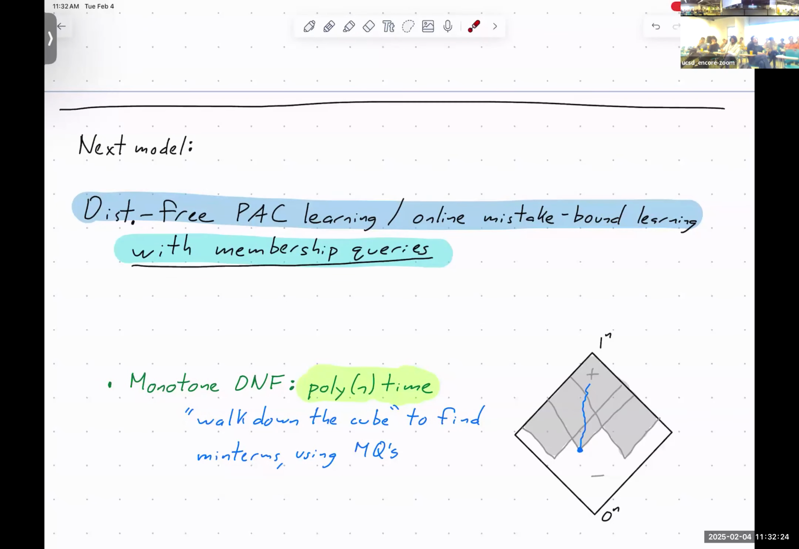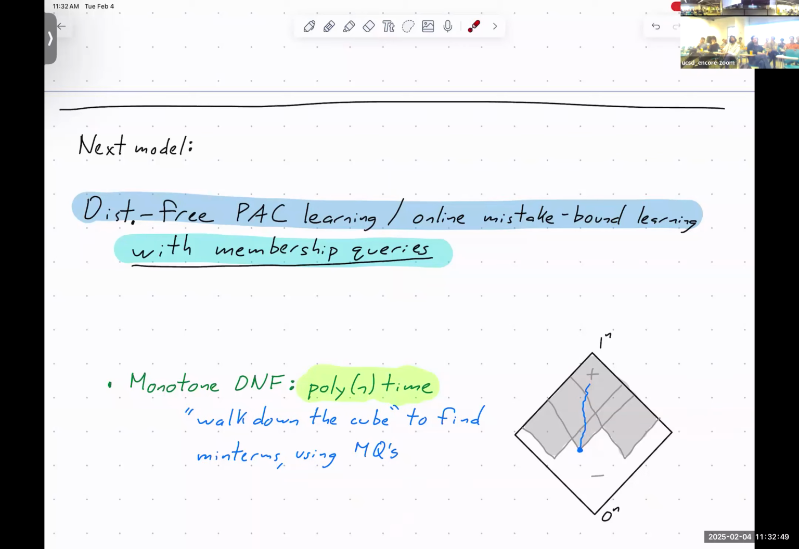So initially you say, okay, maybe the function is the constant 0 function. I think it has no satisfying assignments. You get a counterexample, you get a satisfying assignment. So you get a point like this, and then you just start flipping 1s to 0s. You walk down the hypercube as long as you stay in satisfying assignments. Whoops, I walked out, I better come back and keep walking down. So you just greedily flip ones to zeros, starting from a satisfying assignment.